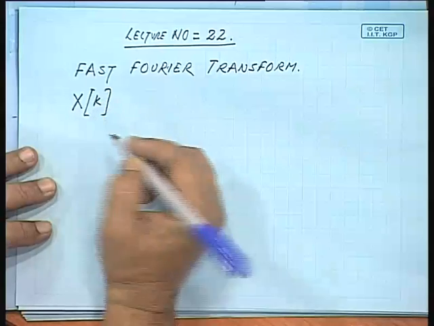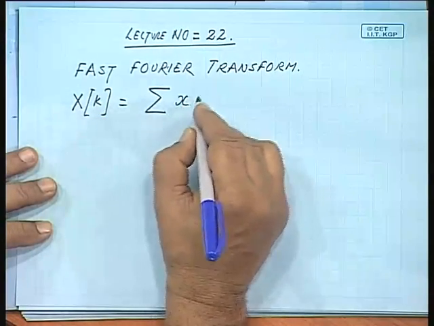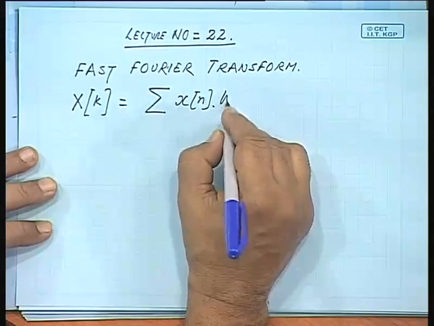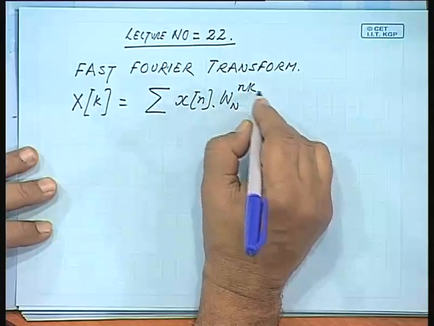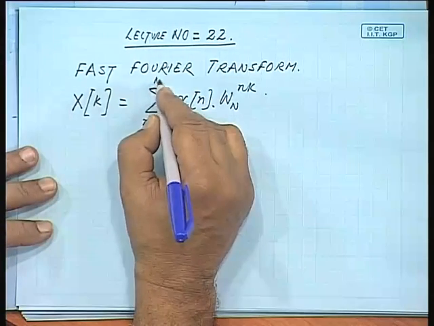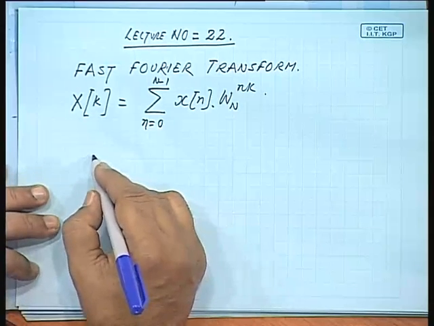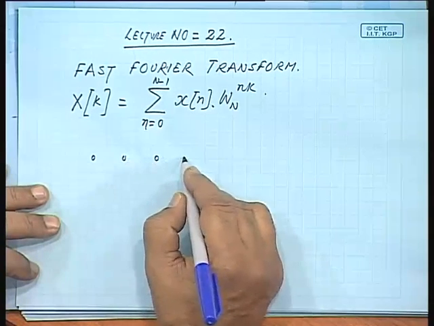So, let us see the expression for the discrete Fourier transform, and then how this faster algorithm can be implemented. We have the expression for X(k) as x(n) W_N^{nk}, n varying from 0 to N minus 1. All right. Now, let us have, say, the points like this.